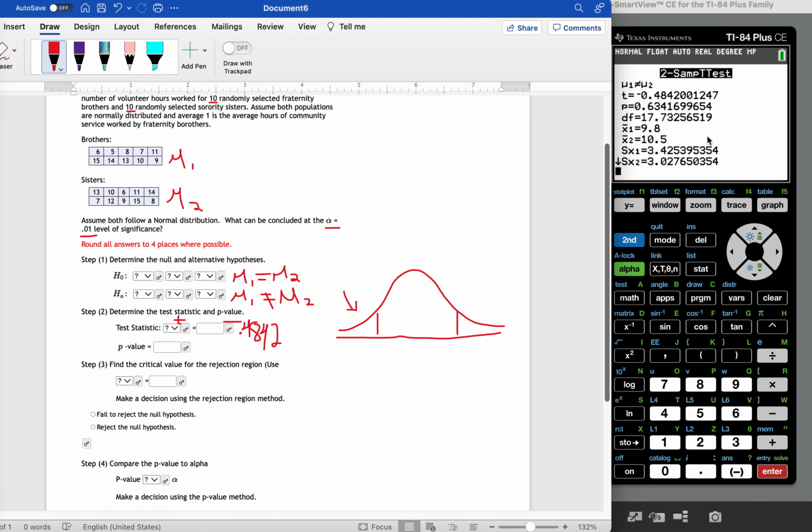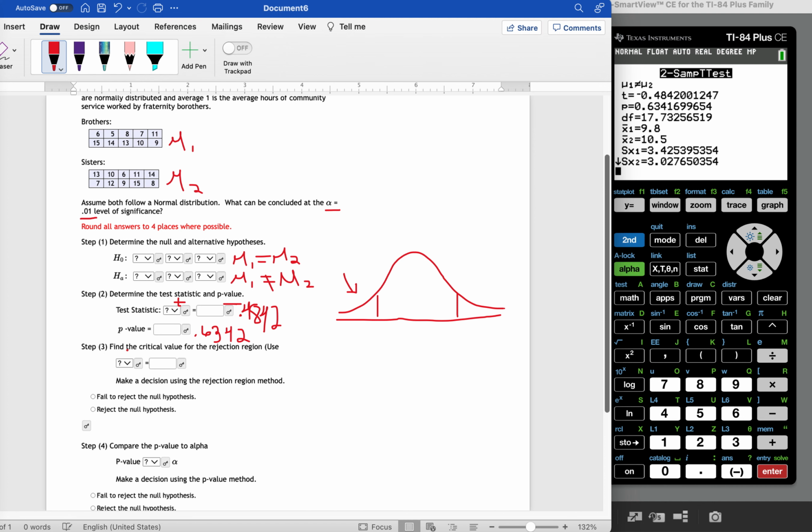Okay, now our p-value for this is 0.6342 when we round it to 4 places. Now, let's find the critical value for the rejection region.